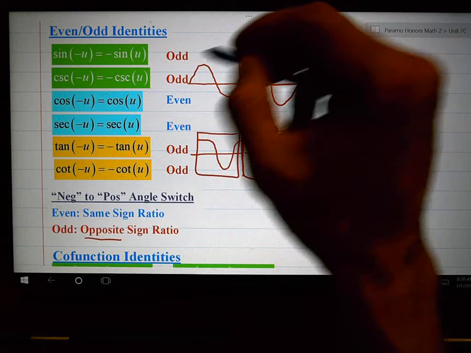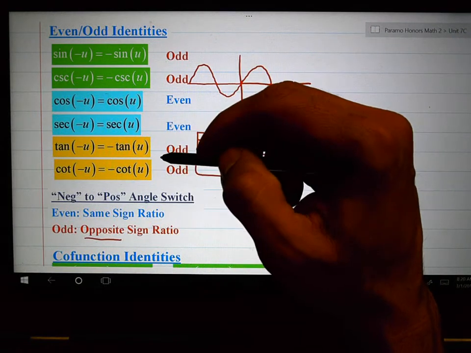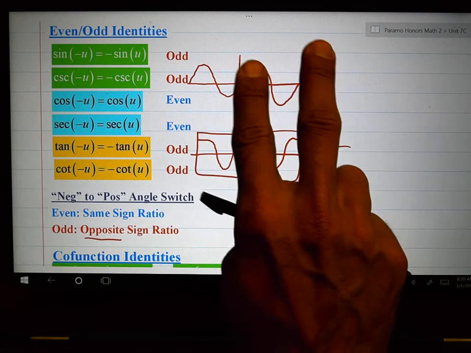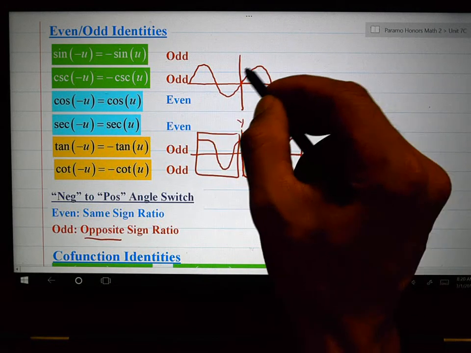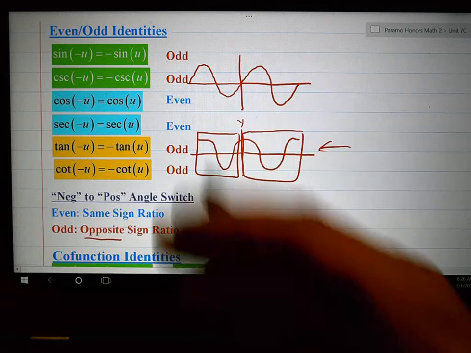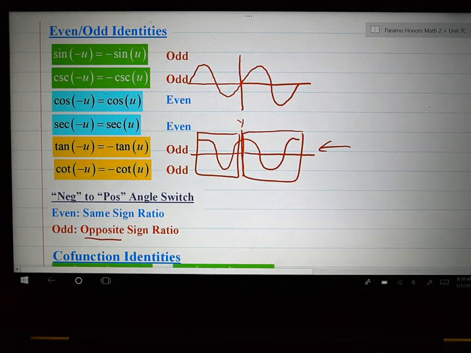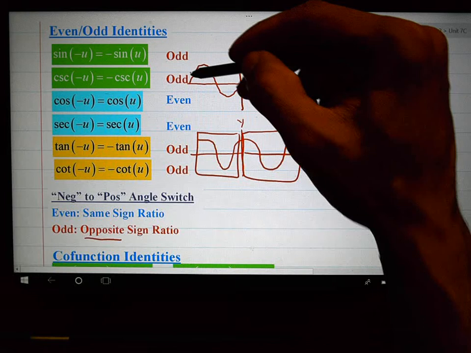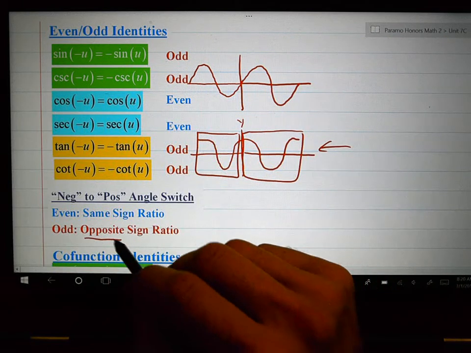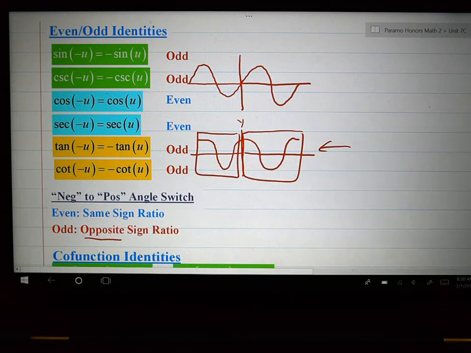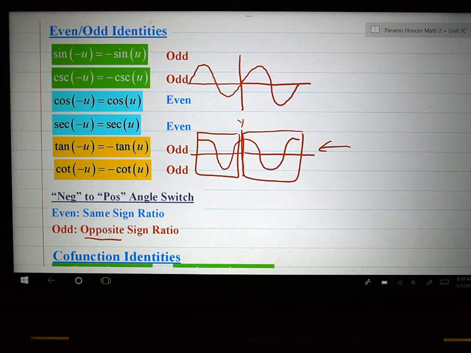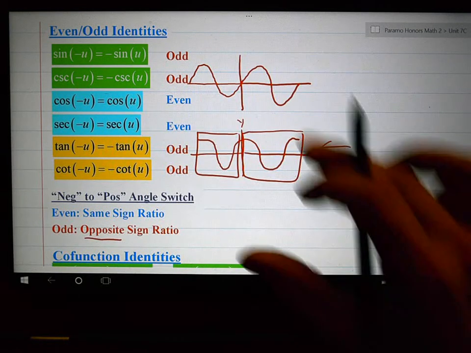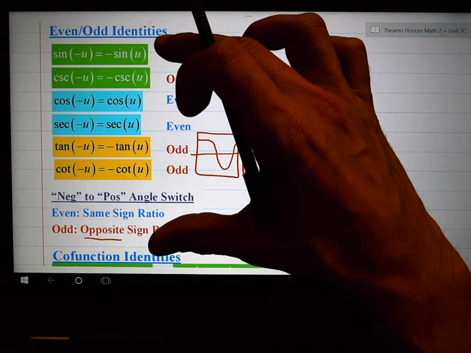But if I were talking about the sine graph, or the tangent graph for that matter, if you try to reflect it, it doesn't work. This side does not match with this side. Where it's a positive here is a negative there. It switches sign. Odd functions change sign when you go from a negative angle to a positive angle. Even functions stay the same sign when they go from a negative angle to a positive angle. I'll explain more as we get into some examples, but that's what it basically is.